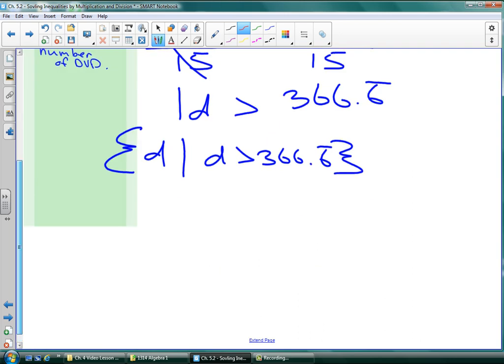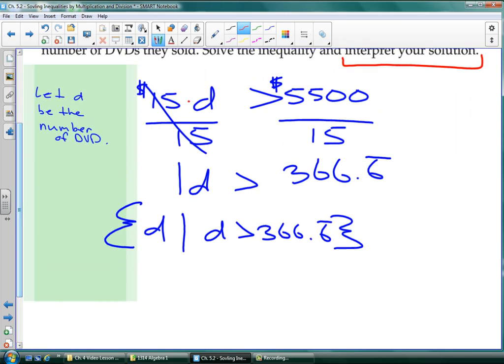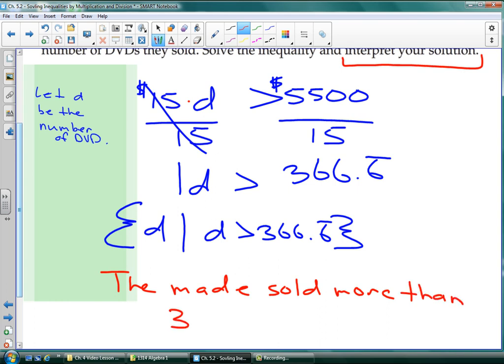So clearly, since 5,500 is the least that they can make, because they made more than that, we would interpret this solution as the band made more than, or sold, not made, sold, more than 366 CDs. That's clear from what we're seeing here.